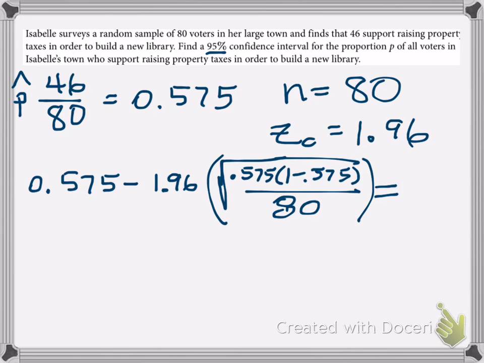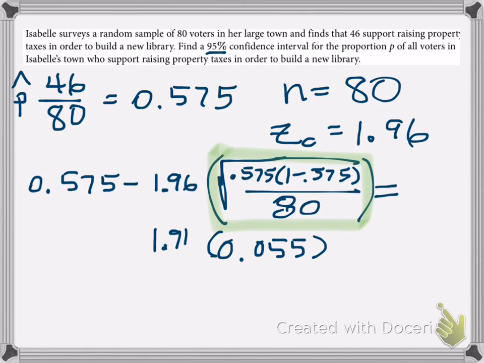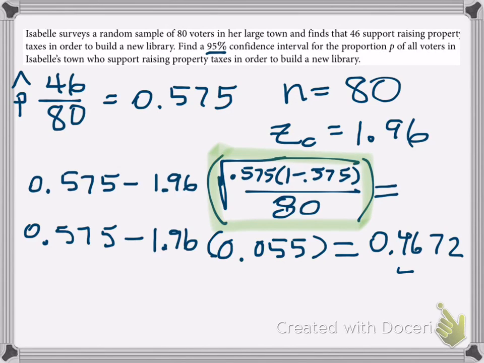So if I take this whole part right here, I'm putting in my calculator 0.575 times 1 minus 0.575 divided by 80, and then take the square root, I get 0.055. Okay, so I'm going to take that, multiply it by 1.96, and then subtract that from the original. Just like that. And then I will get 0.4672, so that's about 47%.